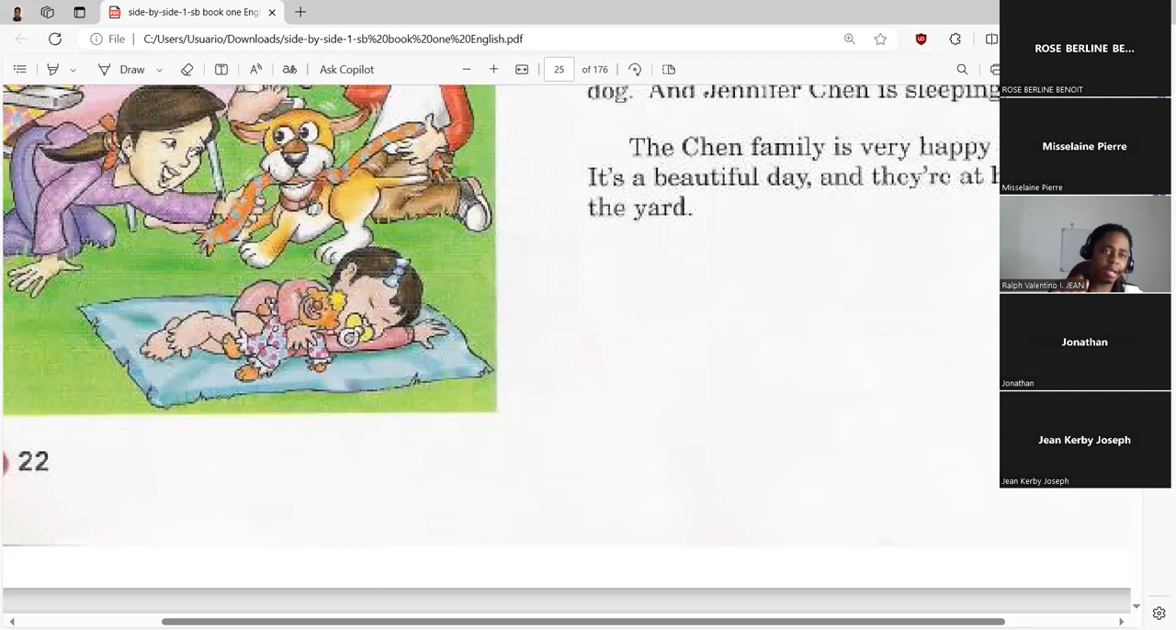What are you doing? What is the family doing? Which family is this? It's the Martinez family. There is no image there.